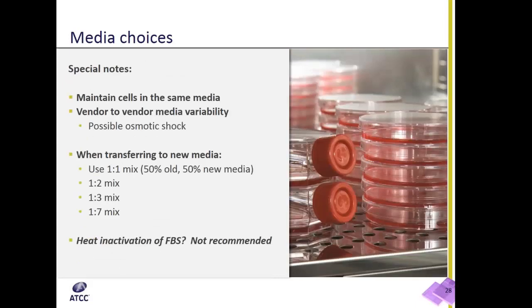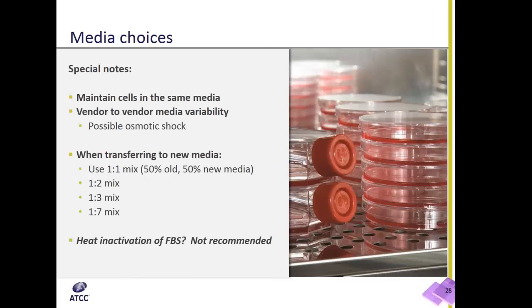It is always advisable to keep cell cultures in the same media. Quickly changing out cell cultures from one media type to the next can result in, among other negative side effects, osmotic shock. If it is necessary to switch media types, do it in a stepwise solution.